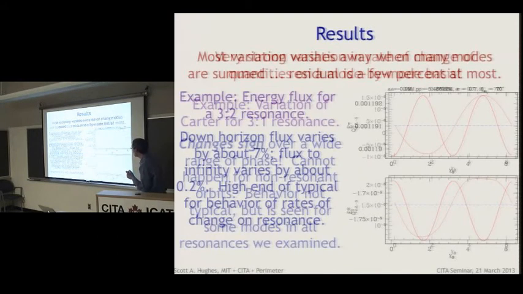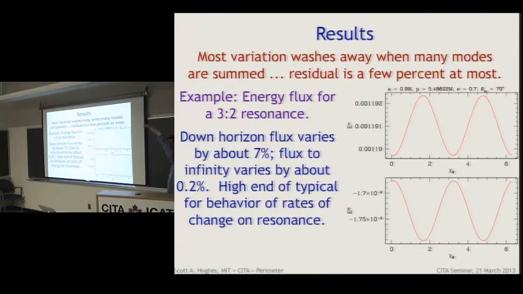So when I show you these results and the way some of these fluxes evolve, I'm just looking at individual modes. When you sum a lot of them together, which is what you have to do to get the net evolution of the system, a lot of variation washes away. So in this particular case I'm seeing, the energy flux to infinity varies by less than 1%. It's about 0.2%. And the flux that's absorbed by the black hole varies by about 7%. This ends up being sort of on the high end of typical for the kind of rates of change that we've seen in all these kind of quantities.